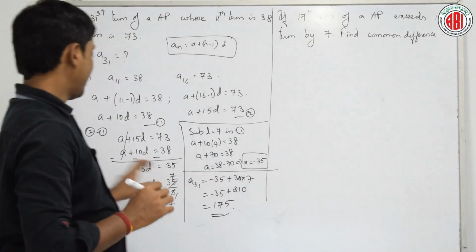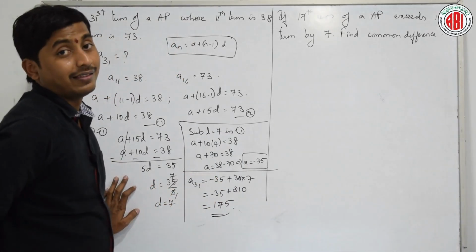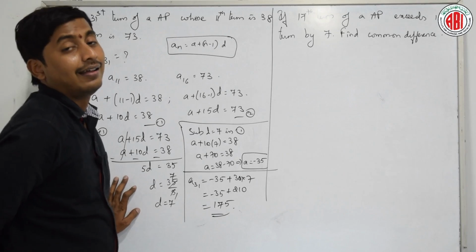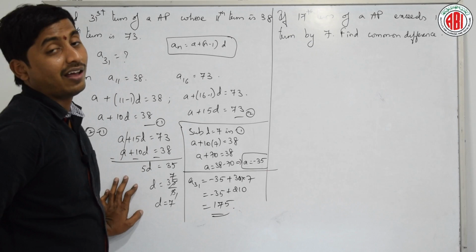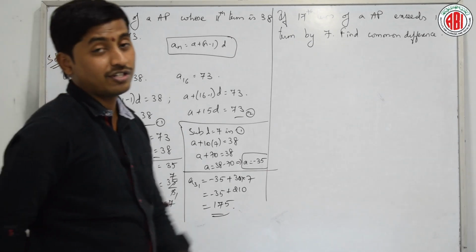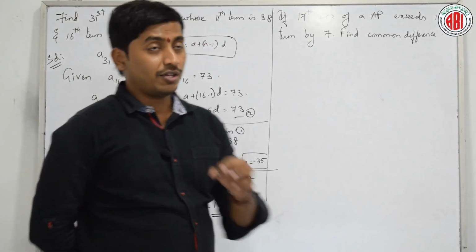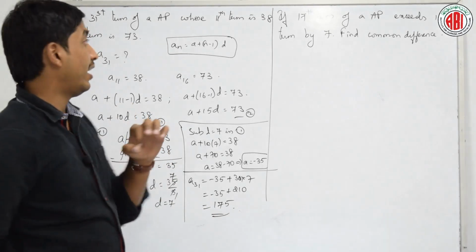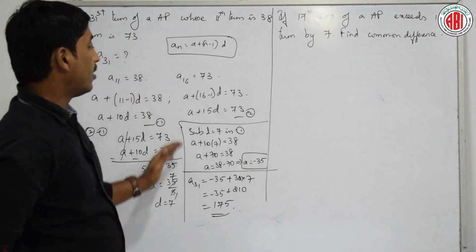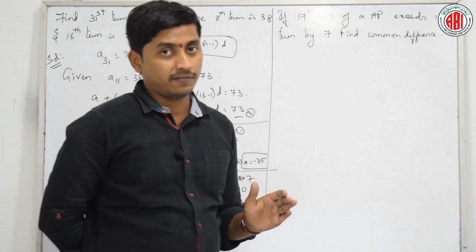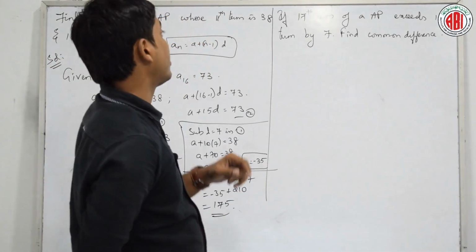What is this method? Tell me. This is our elimination method. From where did we learn this? From our previous chapter, pair of linear equations in two variables. The only thing is you have to identify what condition is given and how to write it in formula form. Let us see the next question.